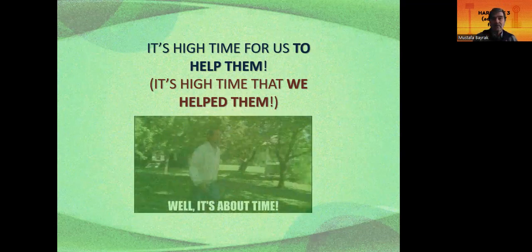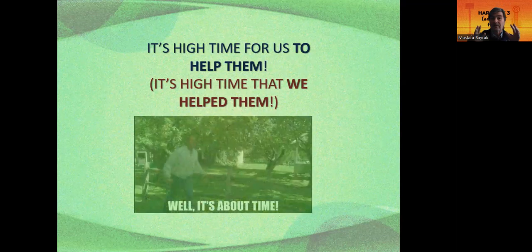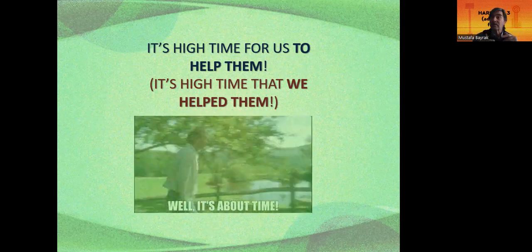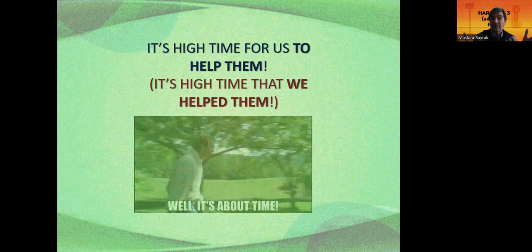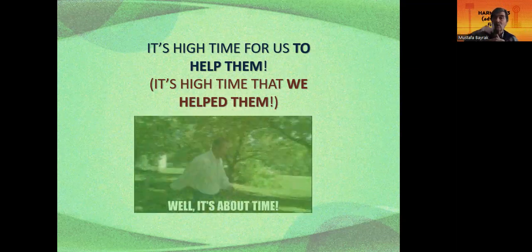What does the gift say? The gift says, well, it's about time. Exactly. If it is not now, when? It's about time. It's about time to go and to help them.